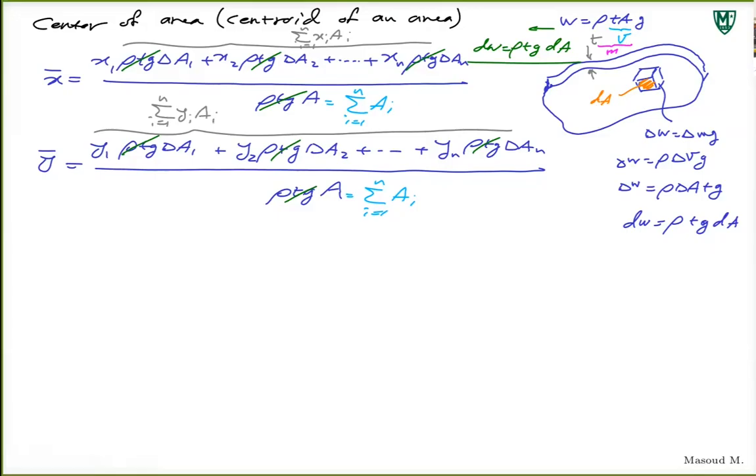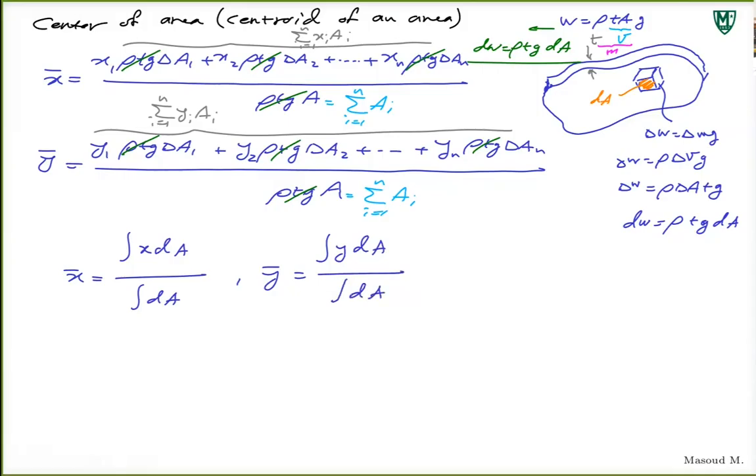So same story. Similar to what we did, n goes to infinity, meaning that this plate is formed by an infinite number of particles. So n goes to infinity. This summation becomes an integral. Right? So this becomes x bar as integral x dA over integral dA, and y bar becomes integral y dA over integral dA.